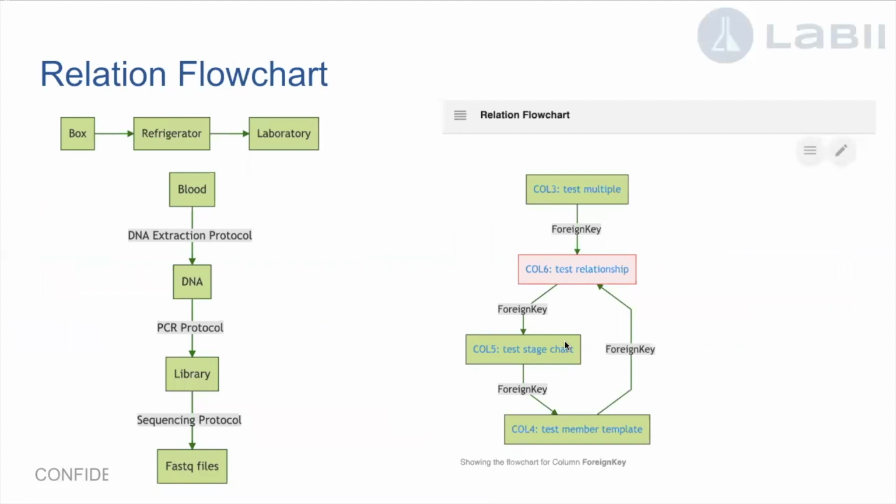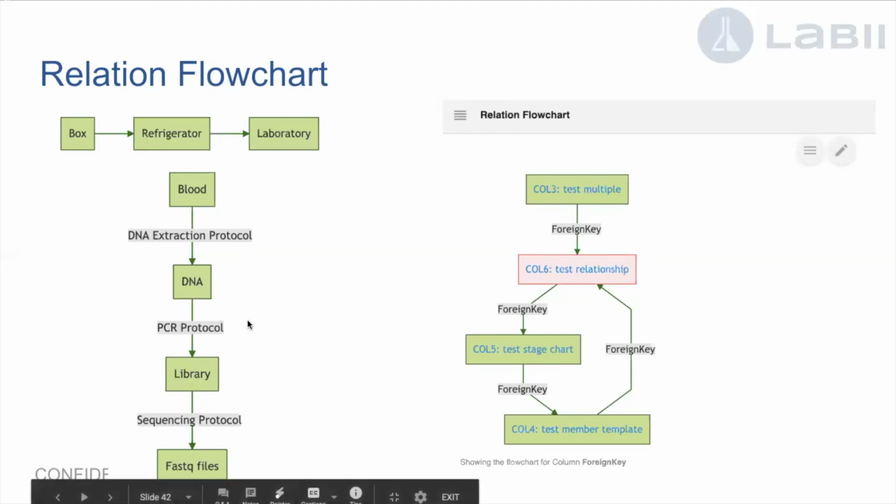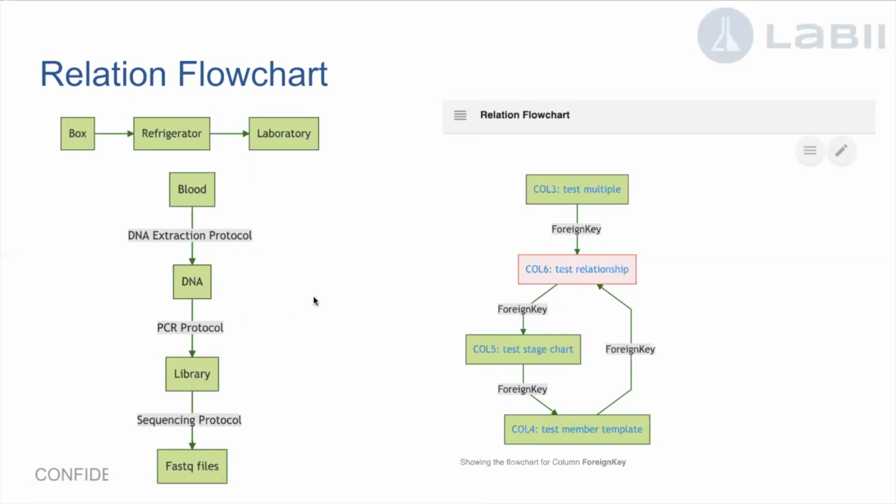Besides that, we also support a relationship flowchart. These are a few examples. This is location, like this box is stored in this refrigerator, and the refrigerator is sitting inside of this lab. Or different blood samples go through DNA extraction, you get the DNA, and then do the PCR to get the library. So how you process the samples can all be shown with this relationship flowchart.